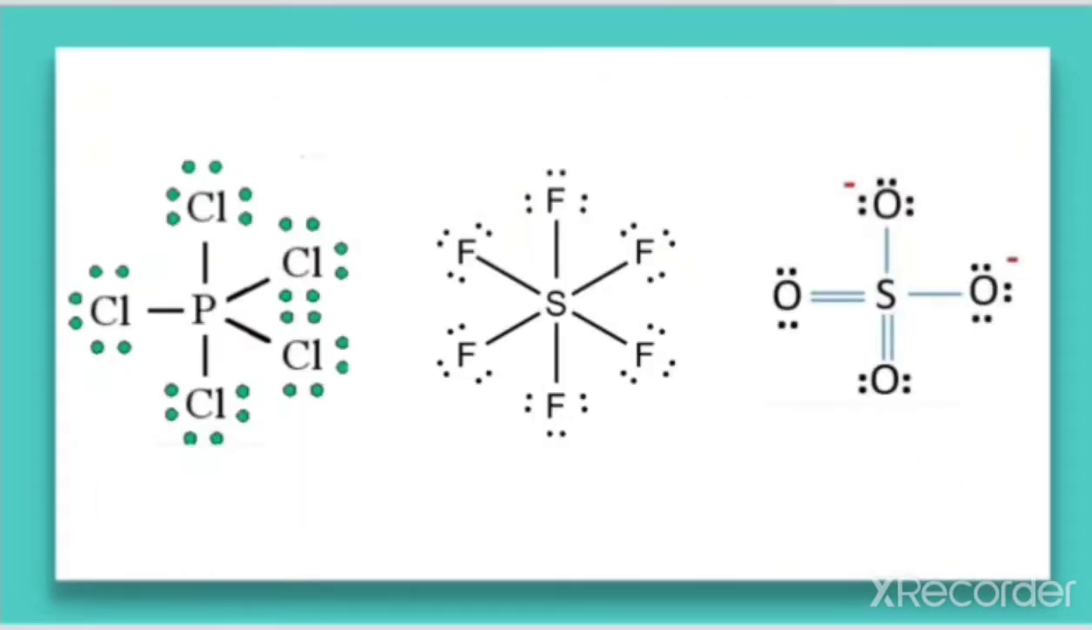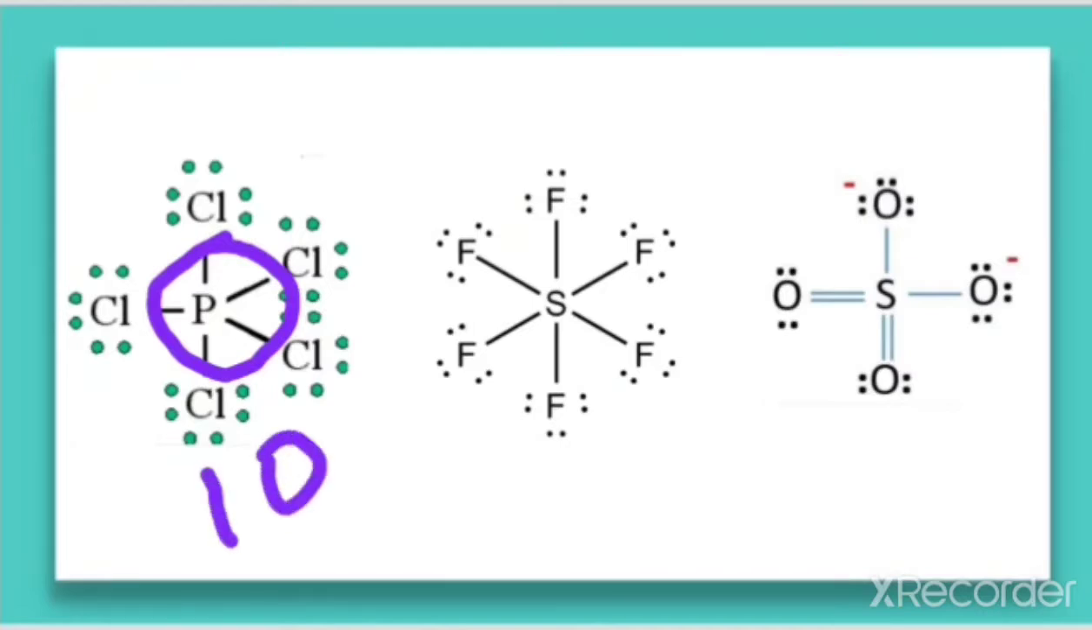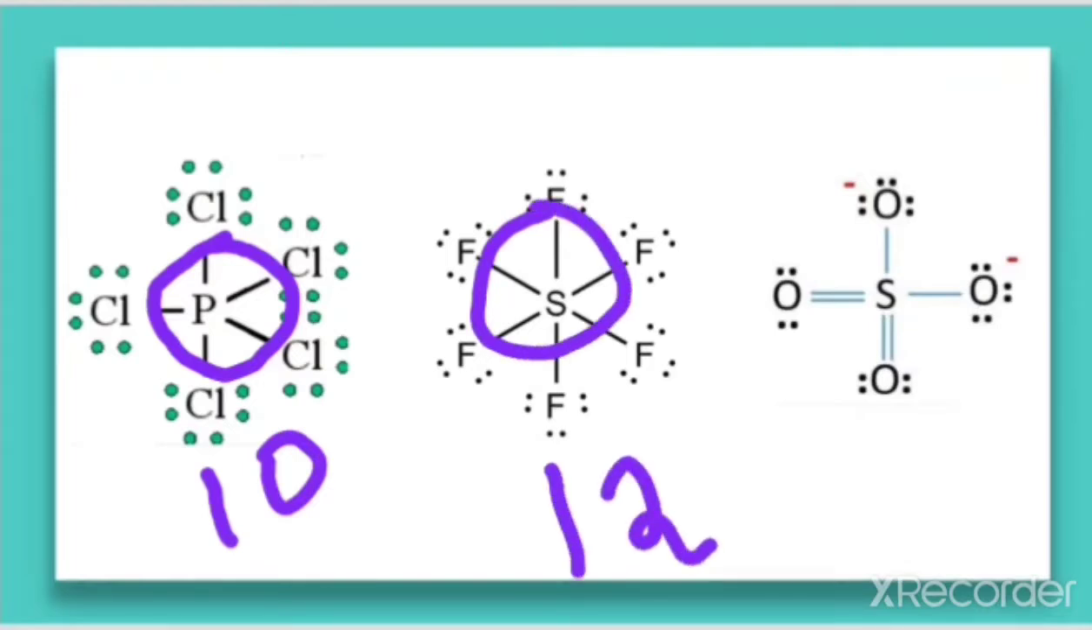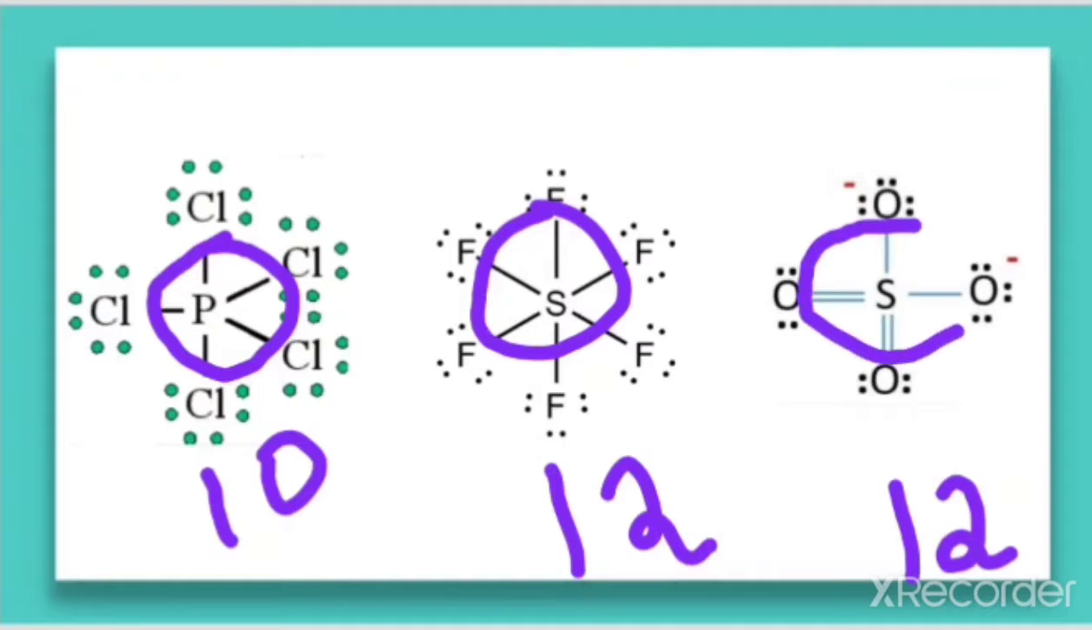But there are some compounds in which the central atom is getting more than 8. When you compare these structures, in the case of PCl5, the central atom, phosphorus, is getting a total of 10 electrons. In the case of SF6, the central atom sulfur is getting a total of 12 electrons, and in the case of sulfate ion, the sulfur atom is getting 12 electrons. How 12 electrons? When you count the number of electrons, there are 6 bonds, so 6 into 2, that is 12.